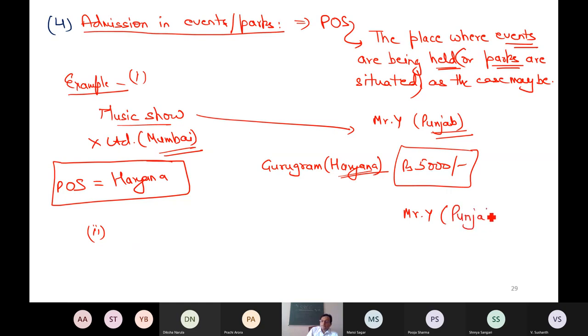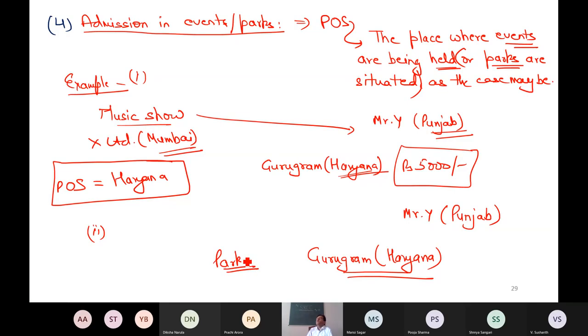Everyone is coming from Punjab to roam around. There is an amusement park in Gurugram. And admission ticket is being provided. This park is in Gurugram. The name is in Gurugram, right? Seven Wonders, I think. Something like that. I forgot the name. Anyhow, whatever is that.